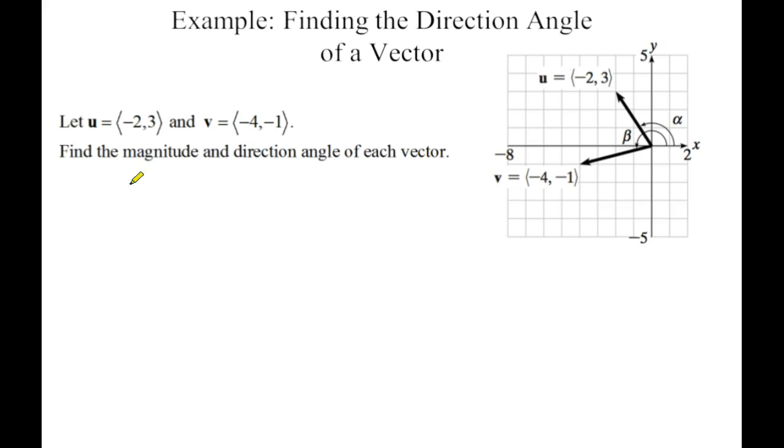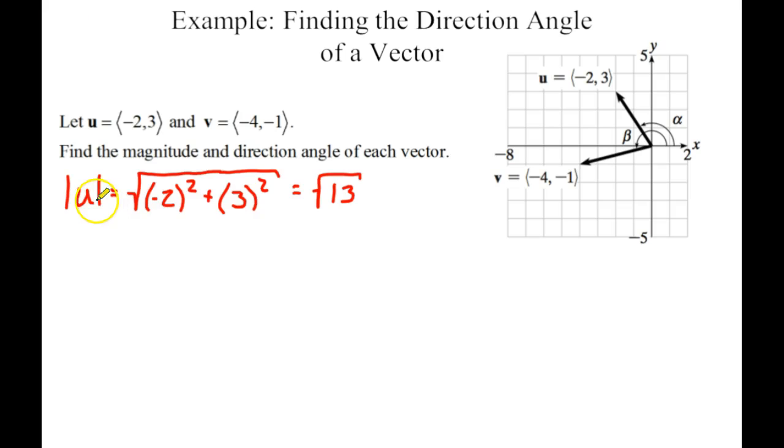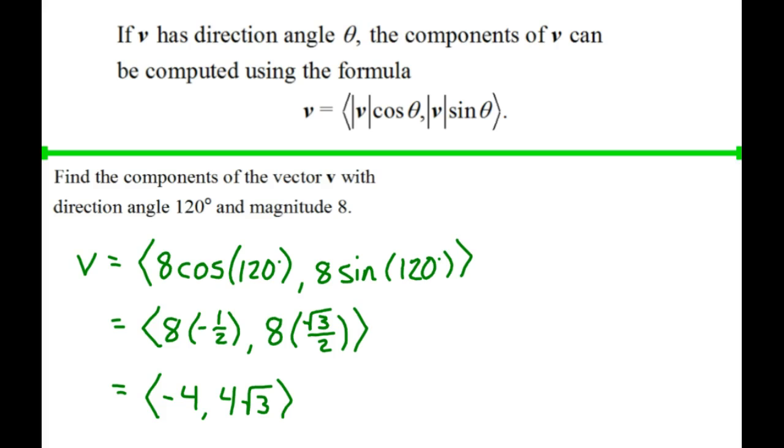First, we'll start with vector u. The magnitude of vector u is equal to the square root of our first component squared plus our second component squared. So the magnitude of vector u simplifies down to radical 13. Now we're going to use the formula that we talked about in the previous example that relates the direction angle and magnitude to the components of a vector.